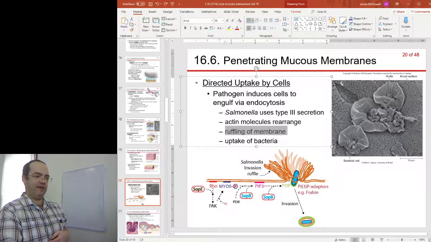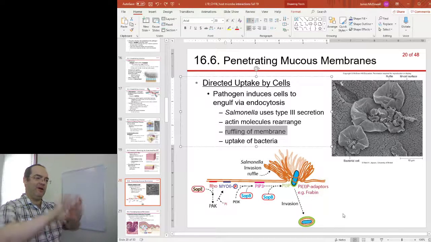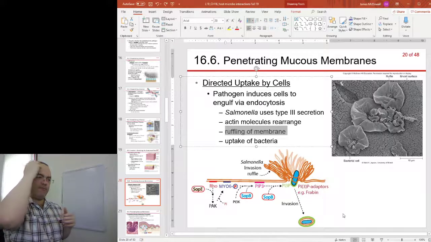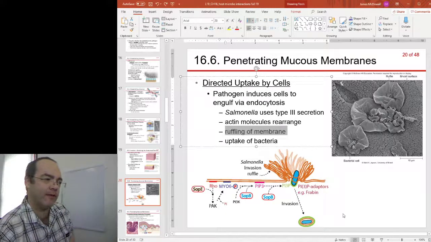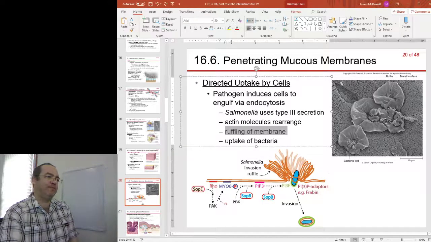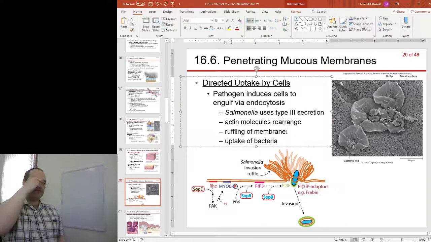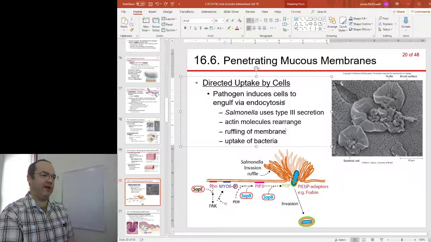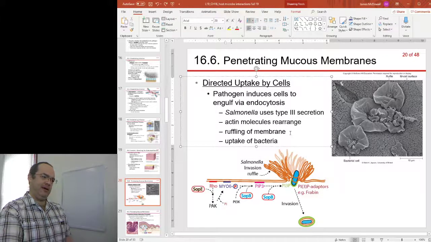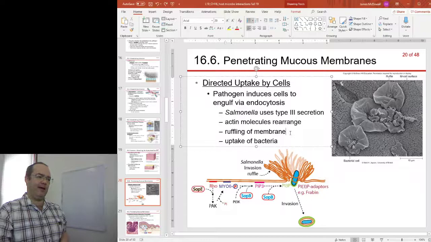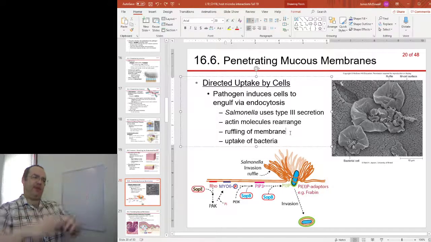And you can see here the effects. Here are ruffles, here's the bacteria itself, and you can see here the mechanism of all that ruffling causing a disruption in the cell membrane and allowing the uptake of the bacteria. In this case, Salmonella wants to invade your cells. This ruffling triggers endocytosis. That is the uptake into a cell inside a membrane-bound vesicle.